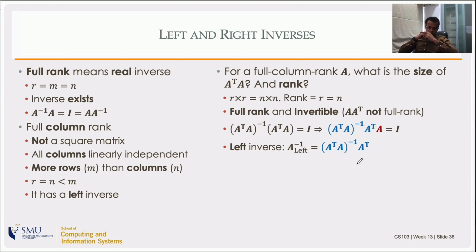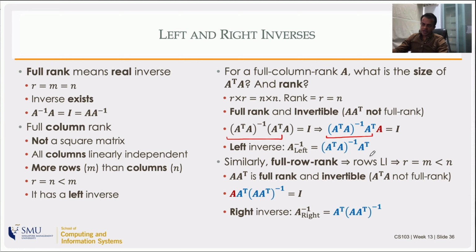But A transpose A is a full rank matrix because it's got a rank n and its size is n by n. So A transpose A has an inverse. So I can write A transpose A inverse times A transpose A is equal to I. If I look at this much multiplying A on the left giving me I, whatever I have there on the left, that is the left inverse. So that is how you would derive the left inverse whenever you need it.